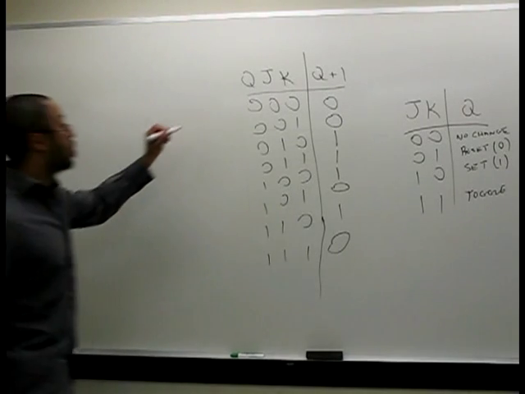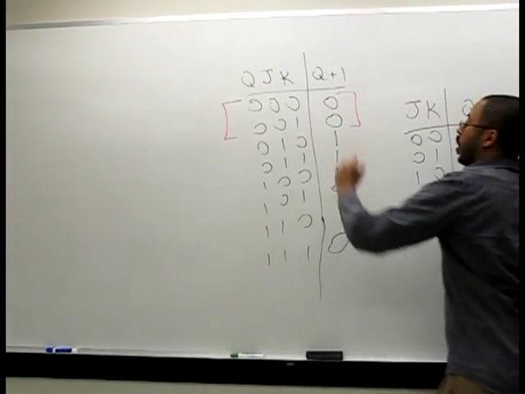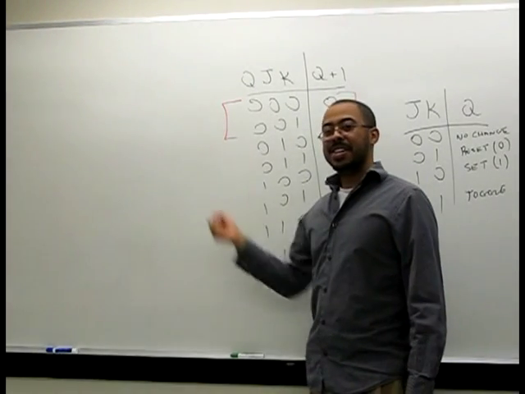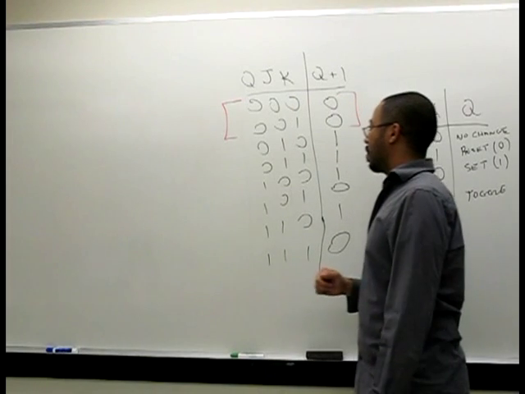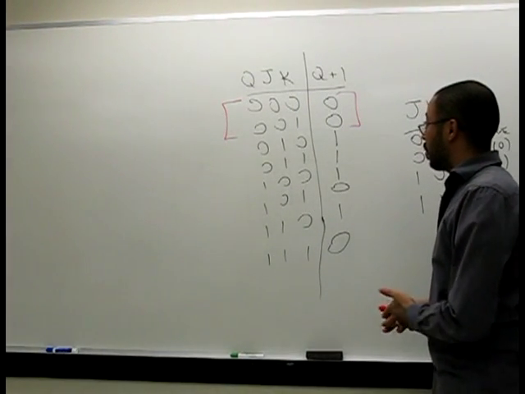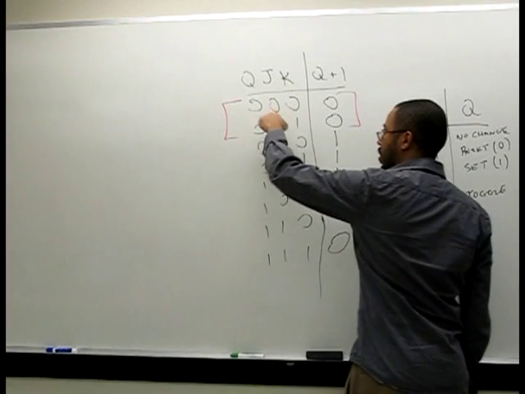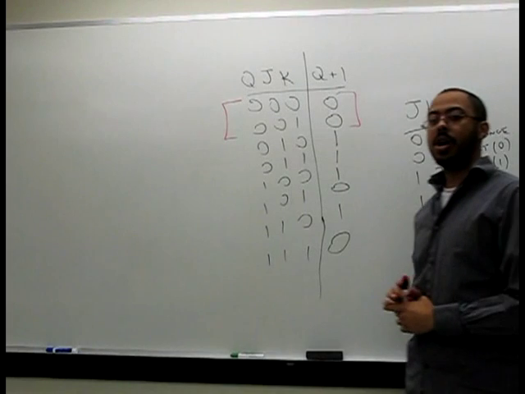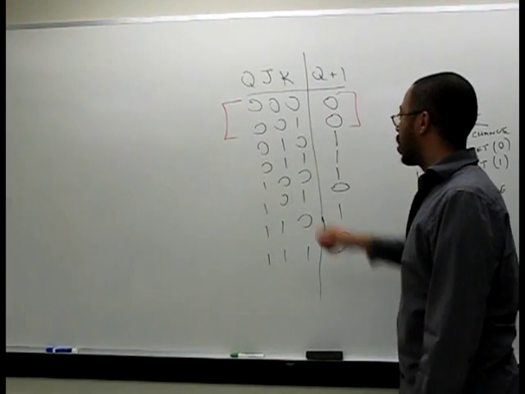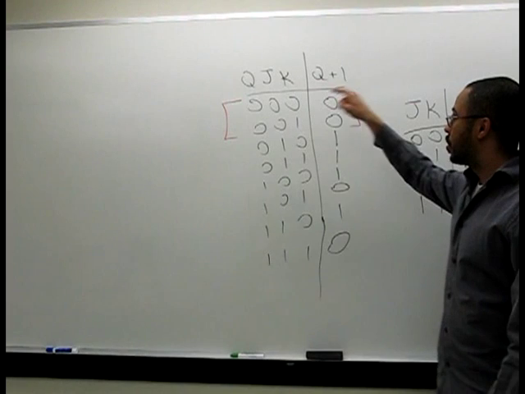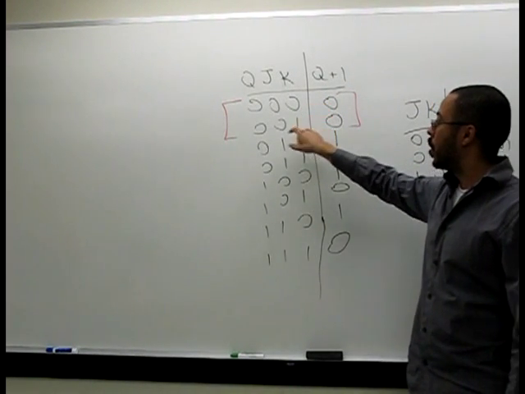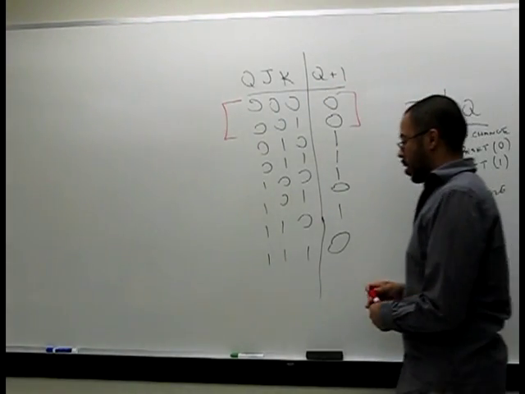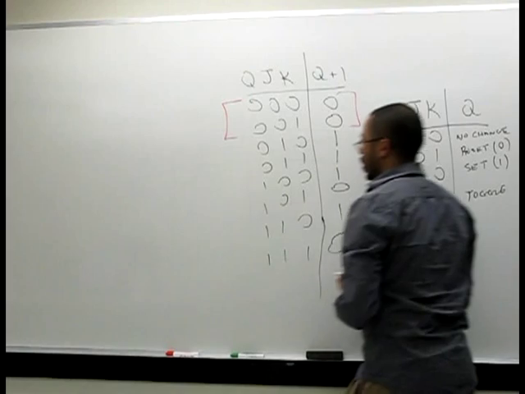Alright, statement number 1. And if I don't get lazy with the video, maybe I'll go and edit in the statements after this. I'm just going to say them right here. Statement number 1: as long as J is 0 and Q is 0, Q will not toggle. It will stay a 0 regardless of what K is. So whether K is 0 or whether K is 1, it was 0 before the clock, it was 0 after the clock. There's no change.